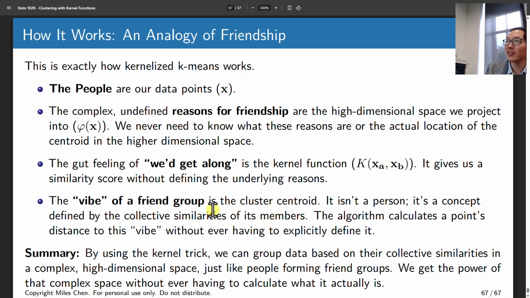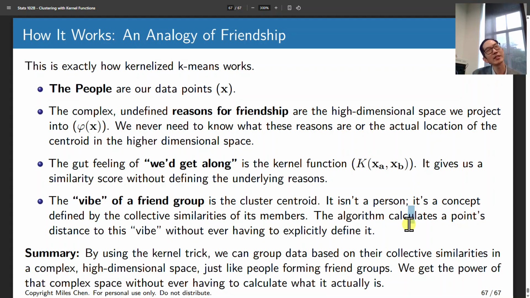And then, whatever you say the vibe of a friend group is, that could be thought of as the centroid of that cluster, right? It's not a person, it's some concept defined by the collective similarities of that group. And then the algorithm is able to calculate a point's distance to this vibe without ever knowing it. Because it just felt weird. Like, how do you calculate the distance to a centroid if you don't actually know where the centroid is, right?